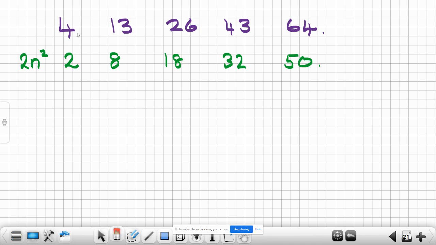Well, instead of 2, we've got 4. So that's gone up by 2. Instead of 8, we've got 13. So that's gone up by 5. Instead of 18, we've got 26, which is an increase of 8. Instead of 32, we've got 43, which is 8 plus 3, 11. And instead of 50, we've got 64. So it's 2n squared plus this sequence here. And because we haven't got a constant, it looks like that is a linear sequence.